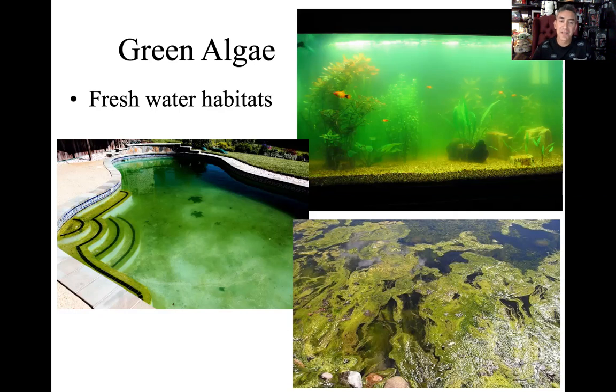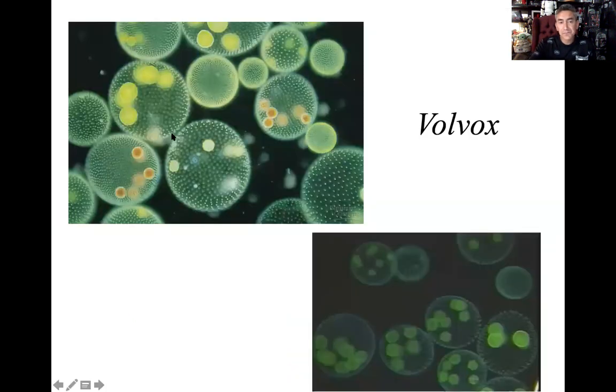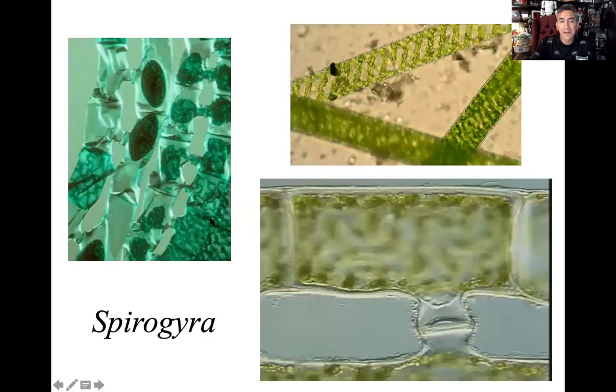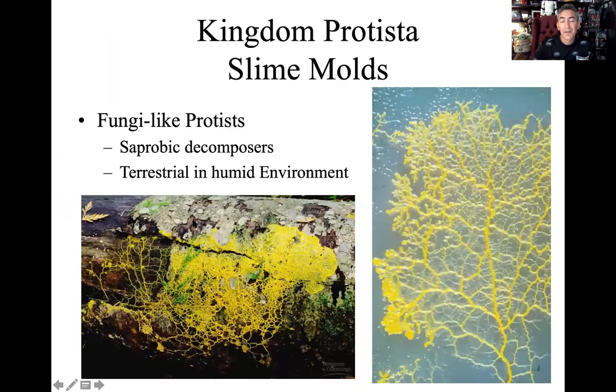They're photosynthesizing, but people don't like to see their swimming pool green, right? They don't like to see their aquariums green. They want crystal clear water into which to swim. So again, just a different type of algae. Microscopically, there's Volvox. Microscopically, there's Spirogyra. So common forms of green algae. And again, that concludes our discussion on the algae.